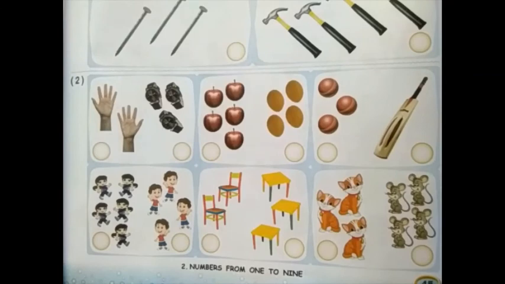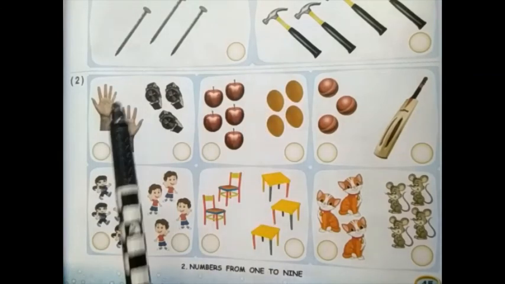Do all according to given in this video.